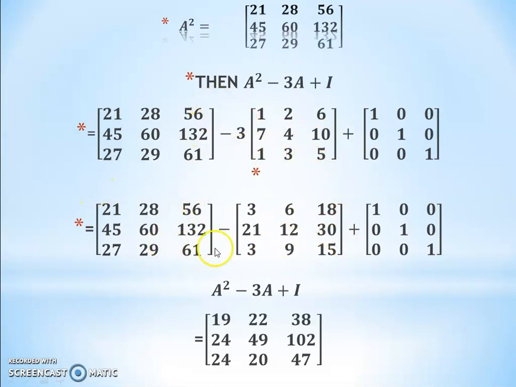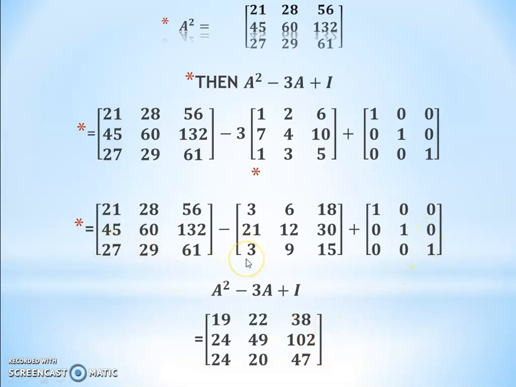So subtraction is there and plus addition is there. So 21 minus 3 plus 1 we derive 19. 28 minus 6 plus 0 we derive 22. 56 minus 18 plus 0 we derive 38. 45 minus 21 plus 0 we derive 24. 60 minus 12 plus 1 we derive 49. 132 minus 30 plus 0 we derive 102.